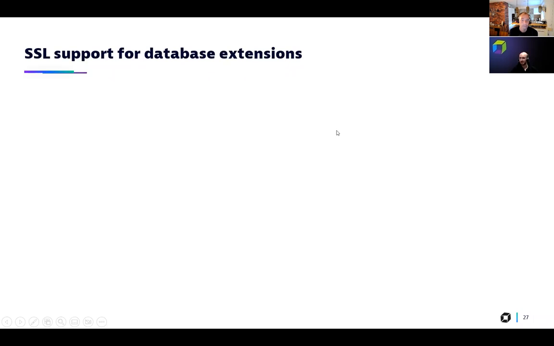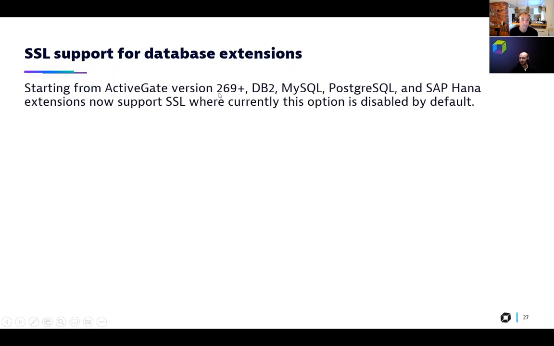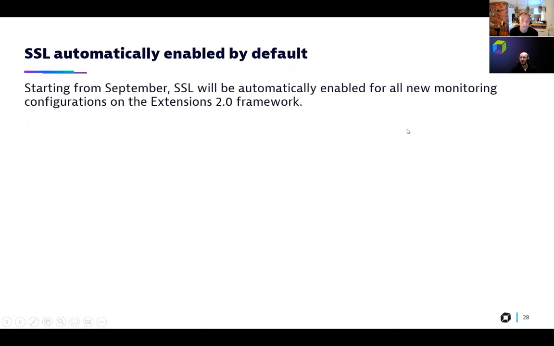Another SSL support for database extensions. Starting from this ActiveGate version, these extensions now support SSL. Currently, this option is disabled by default. I think SSL was available with Oracle and Microsoft SQL before, but now it is also available for DB2, MySQL, PostgreSQL, and SAP HANA extensions. And all these SSL supports will be enabled by default automatically starting from September.